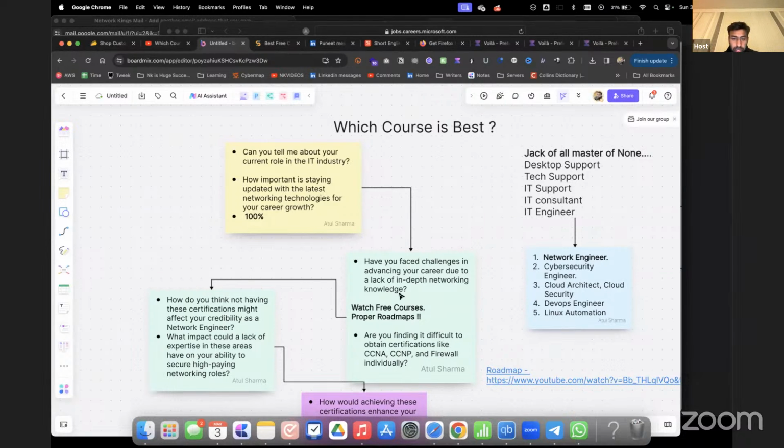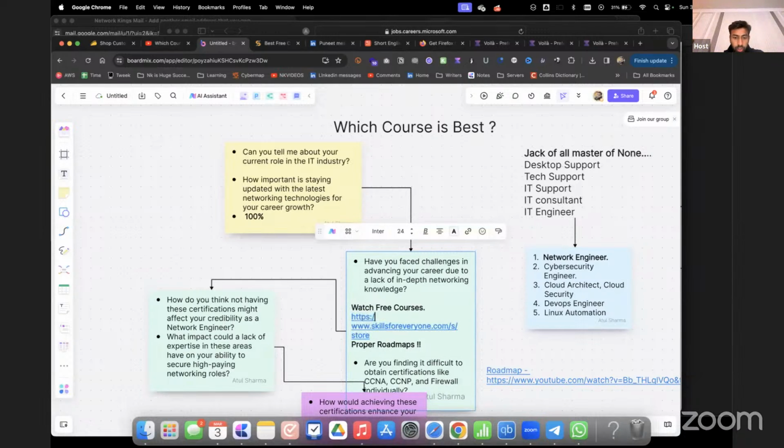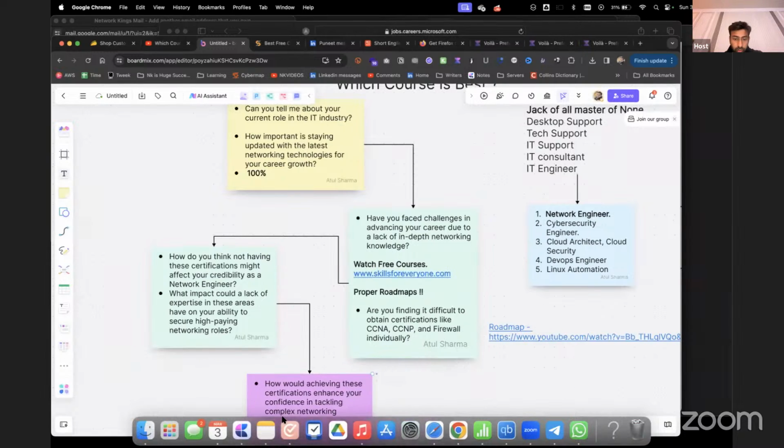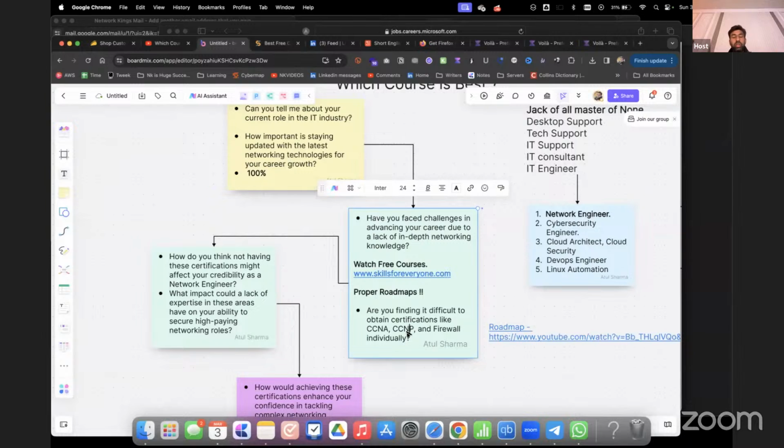Okay, so now, you watch the free courses, and the website I have already mentioned, you can watch from skillsforeveryone.com. When you start watching free courses, you will have the proper roadmaps. And after roadmaps, you need to find one thing. Now you decided, okay, तो आपने बना लिया पूरा मन. You have already made up your mind that yes, I want to learn CCNA, CCNP, firewall with certifications, with proper industry knowledge, everything I want.